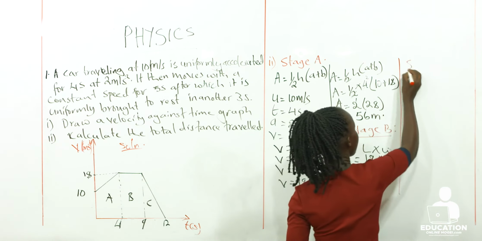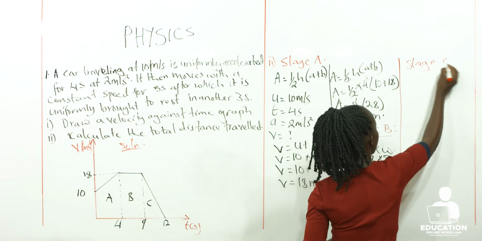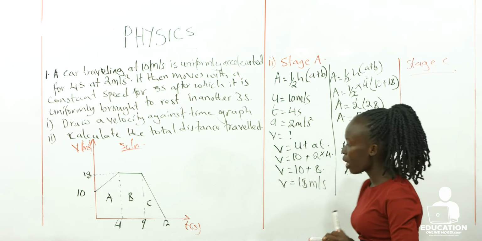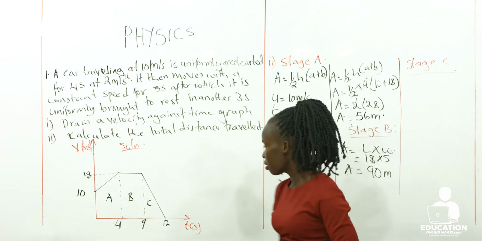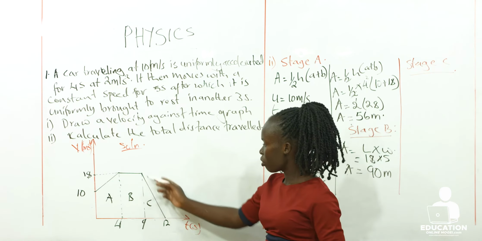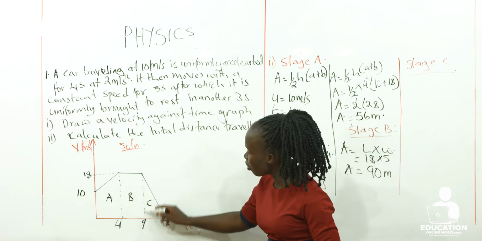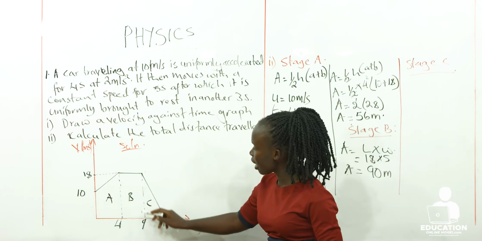We have stage C. What shape do we have there? In stage C, we have a triangle. It is this stage here, when the body was coming back to rest. So this one here is the height of our triangle, which gives us 18.